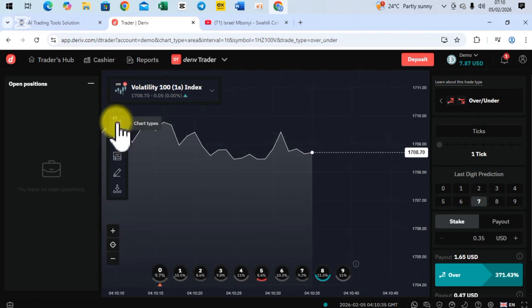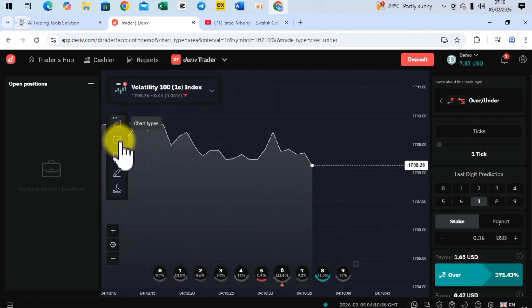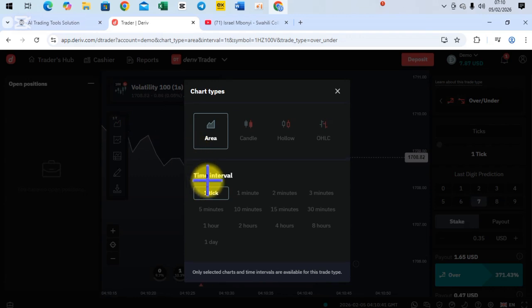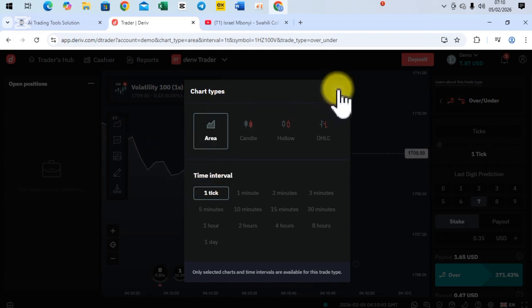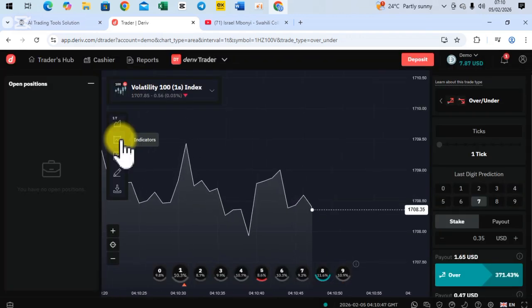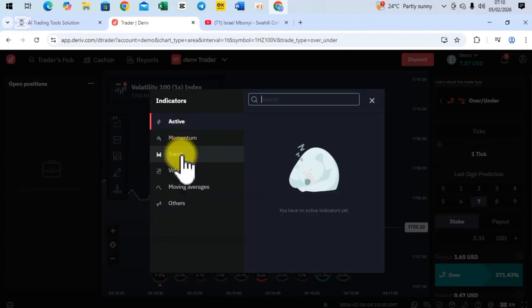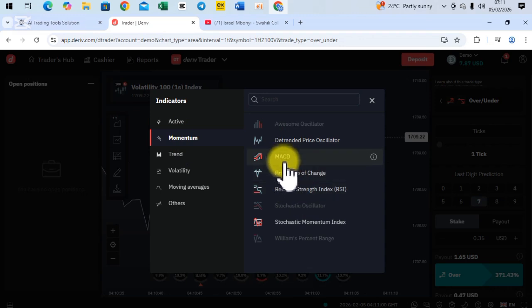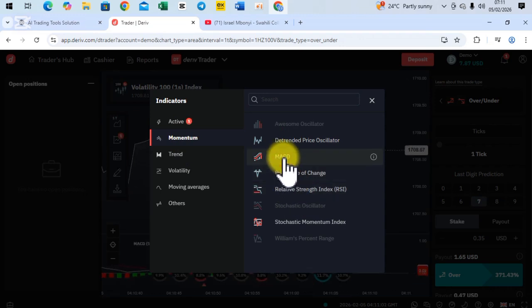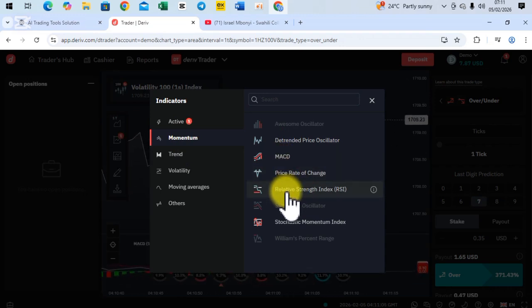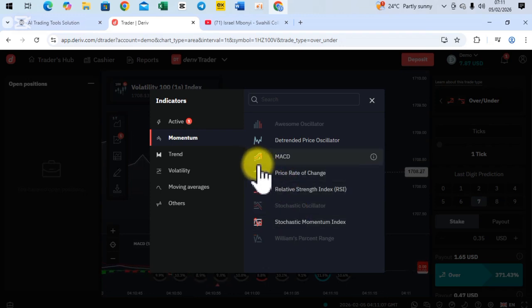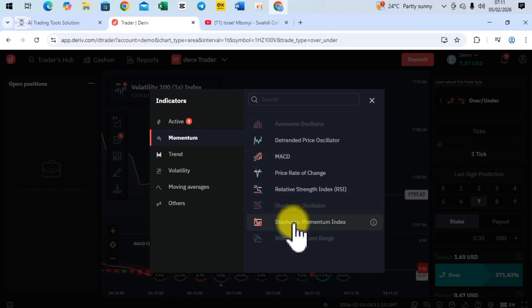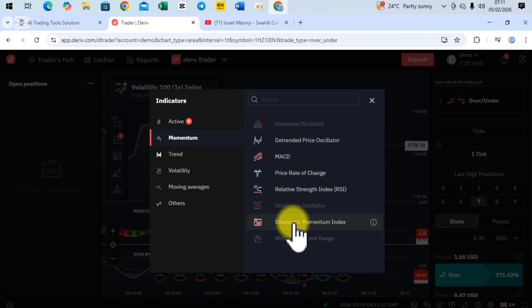And to add the indicators, you come here, or rather to the second option here. Let me remove this. So you click here on this indicators option. So the first indicator we are going to add, all of them are actually momentum indicators. You click here on momentum. Then you come here to add the MACD, right? So once it is added, you can also add the stochastic momentum index. Okay.